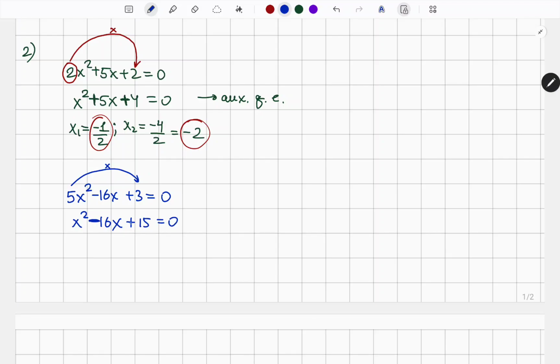So the signs inside the quadratic equation are opposite. So I try positive candidates. And the first root is obvious. It's 1. And the second root reveals itself automatically. It's 15 divided by 1. It's 15. But it was only an auxiliary quadratic equation.